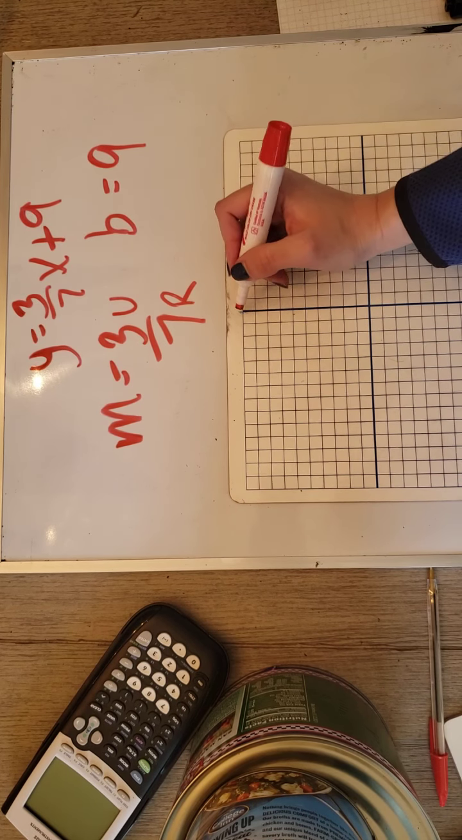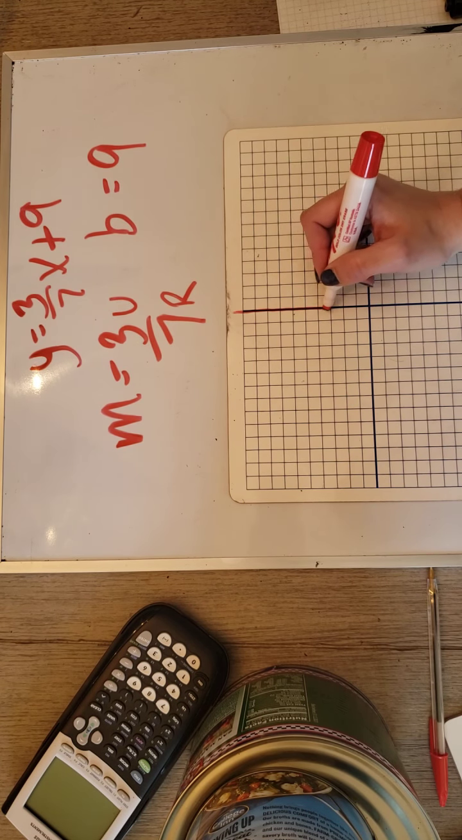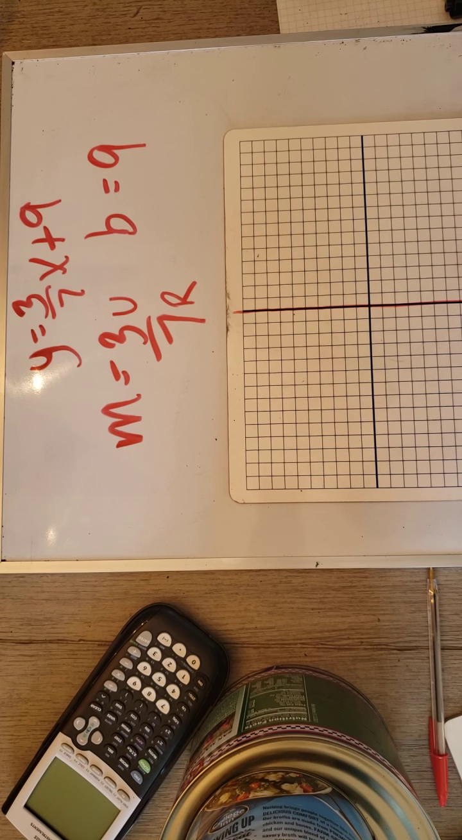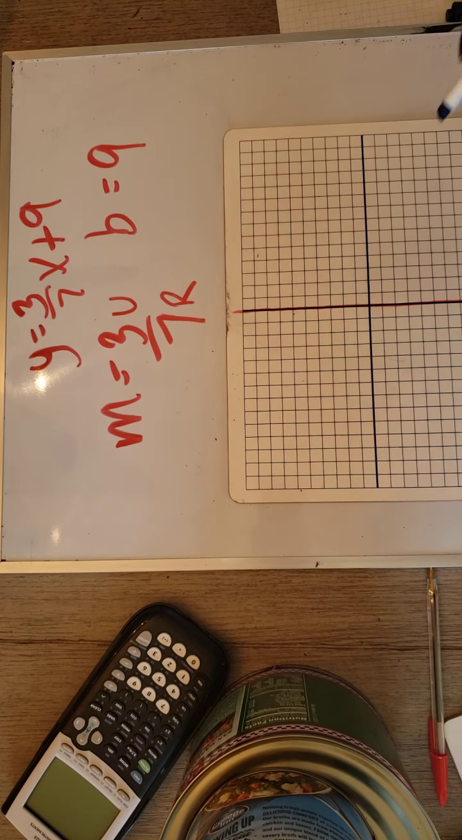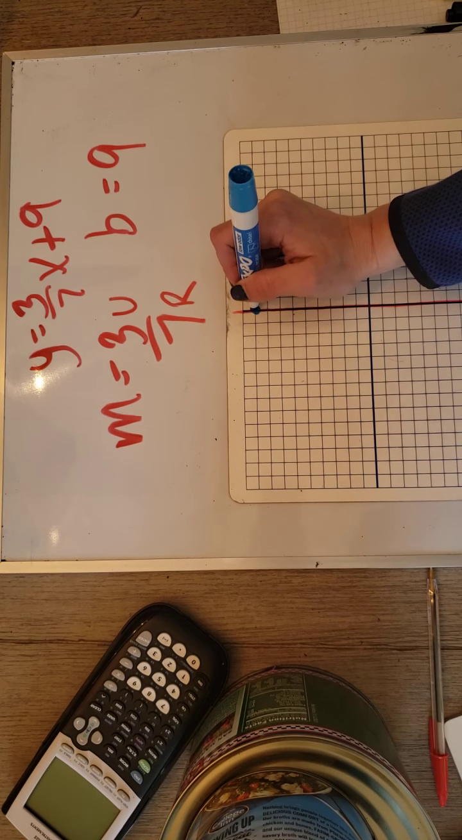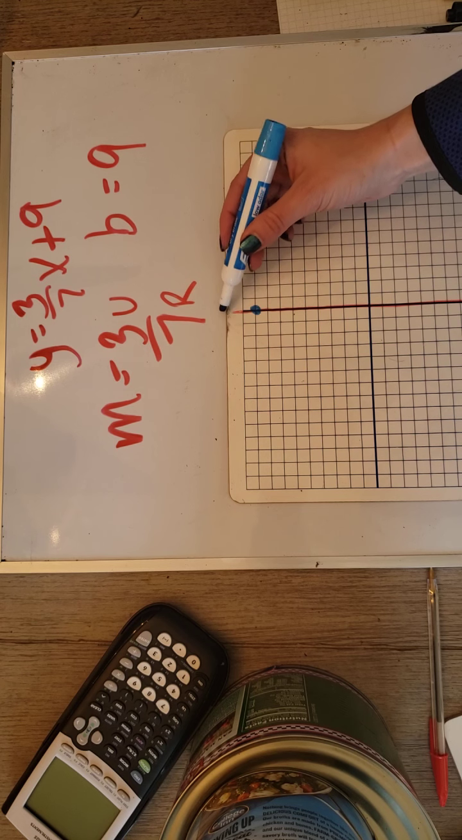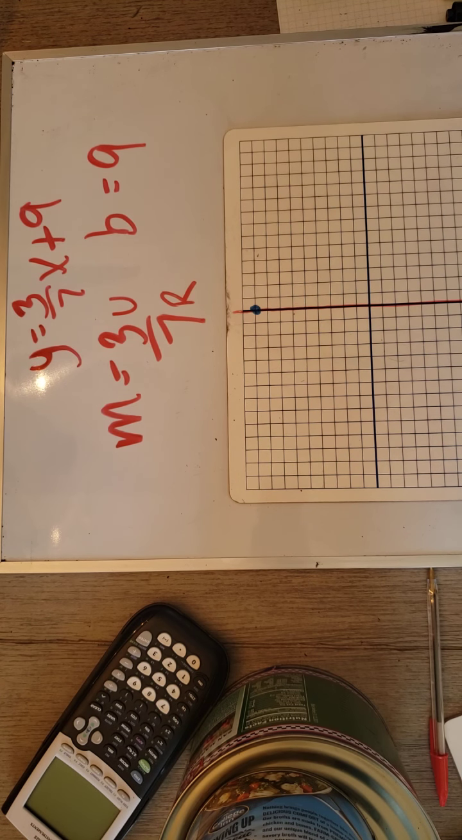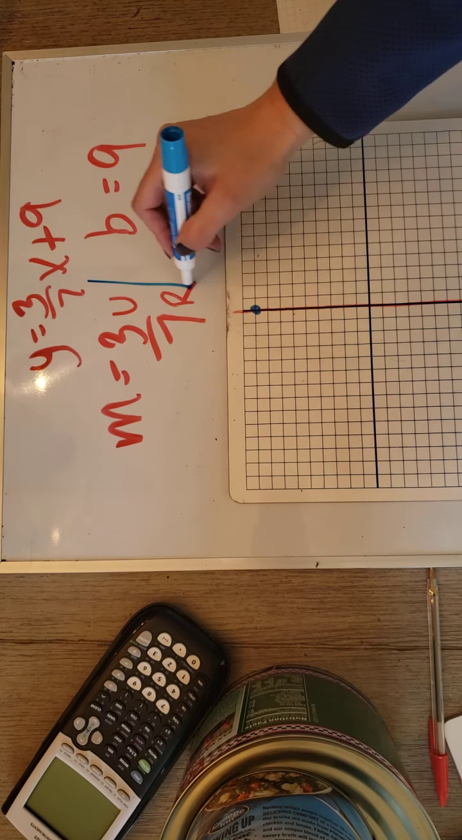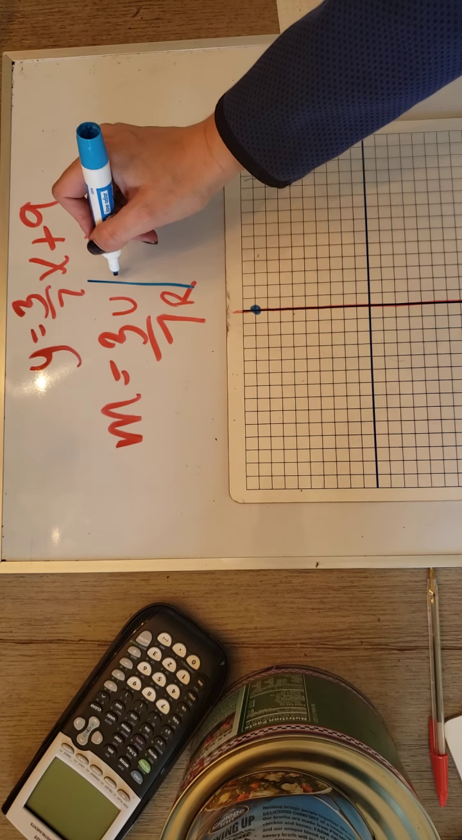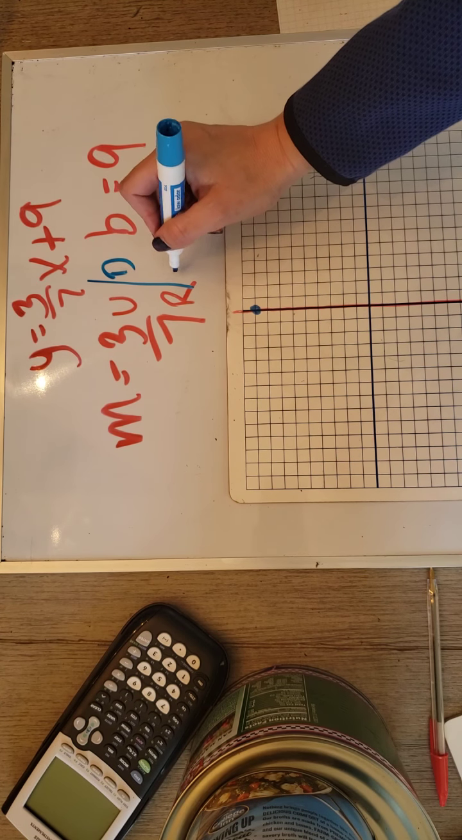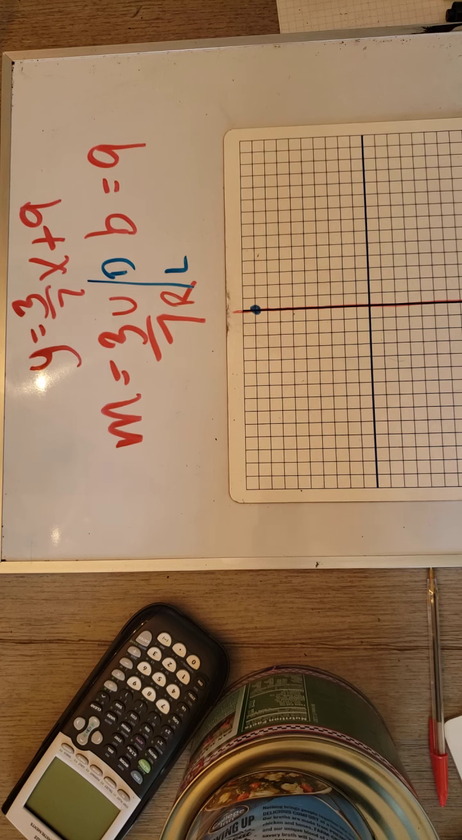On your board, highlight your y-axis. Since b stands for y-intercept, and your y-intercept always falls on your y-axis, put your dot on 9, which is here. Use your slope from this point. Can I go up 3? No, I can't. So remember, you have to reverse both of these. The opposite of up is down. The opposite of right is left.